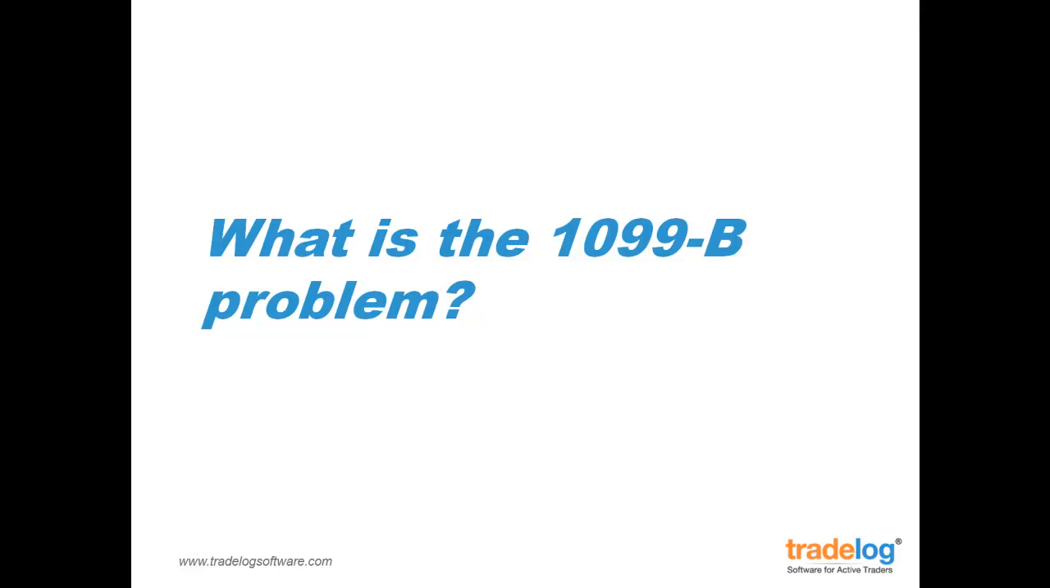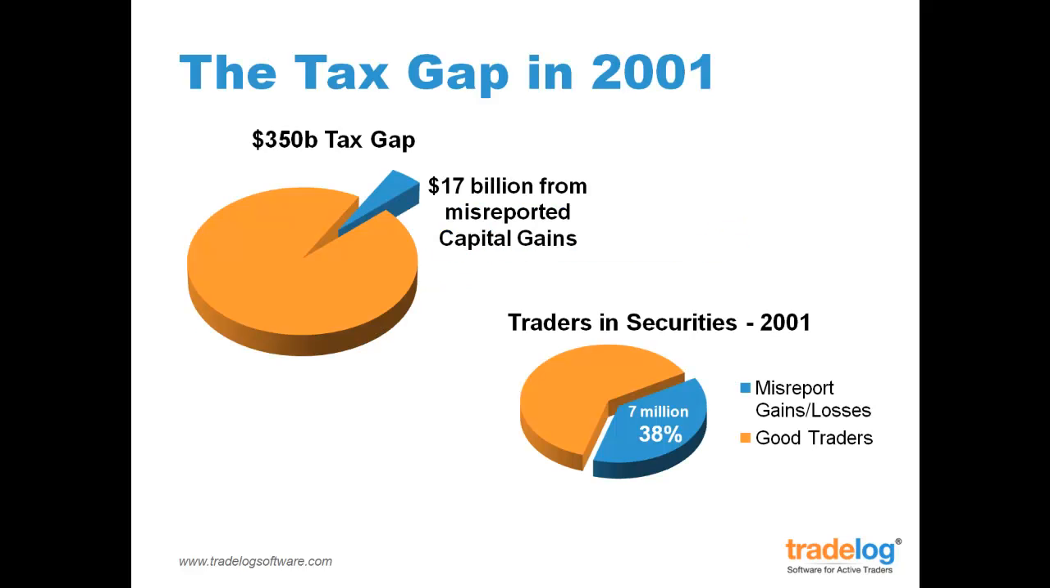Well, we can start again by going back to 2008. That's when Congress passed cost-basis reporting legislation. Now, the federal government always has a tax gap. That's the difference between taxes that should be paid and what is actually paid. And what they had found, we use numbers here that they reported from 2001, which is what Congress especially looked at. In 2001, about $17 billion of the tax gap was attributed to traders in securities, ones who misreported capital gains. They estimated that there were about 7 million traders in 2001 who did not report capital gains correctly, whether that be intentionally or unintentionally.